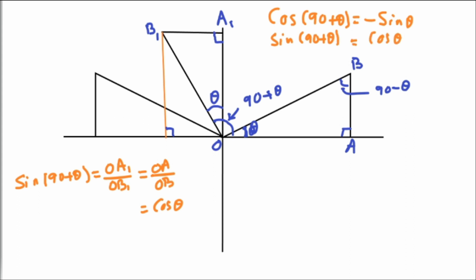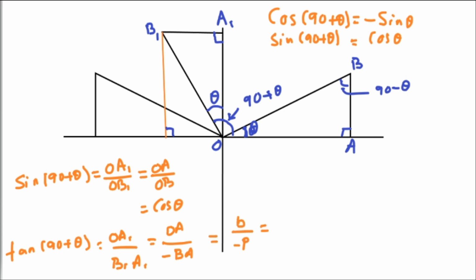And similarly, we can find the value of tan theta, that is equal to P by B. P is OA1 and the base is B1 A1, which is equal to OA1 by B1 A1, which is equal to OA by B1 A1, that is the negative of BA, which is equal to B by minus P, that is equal to minus cot theta.